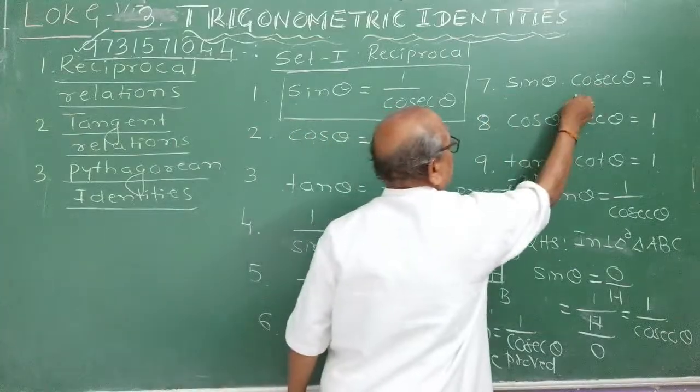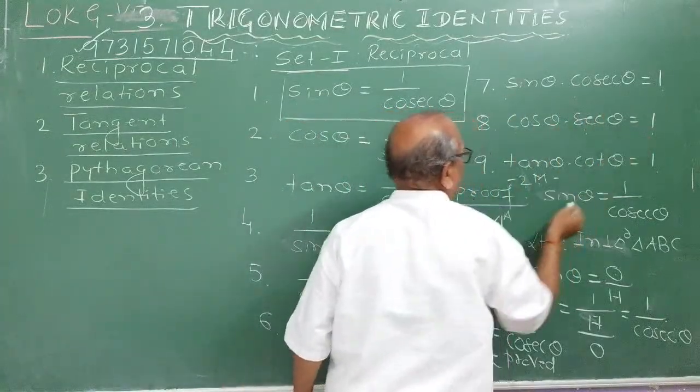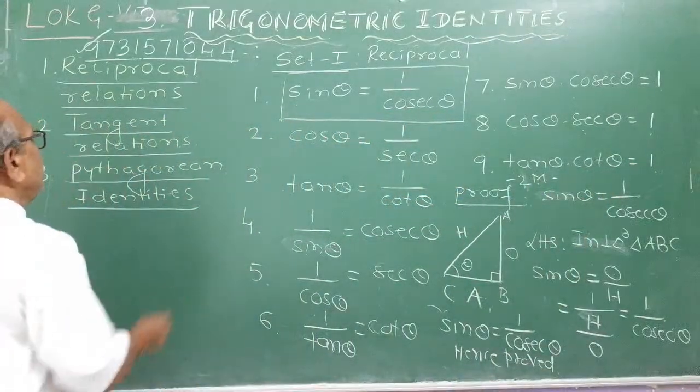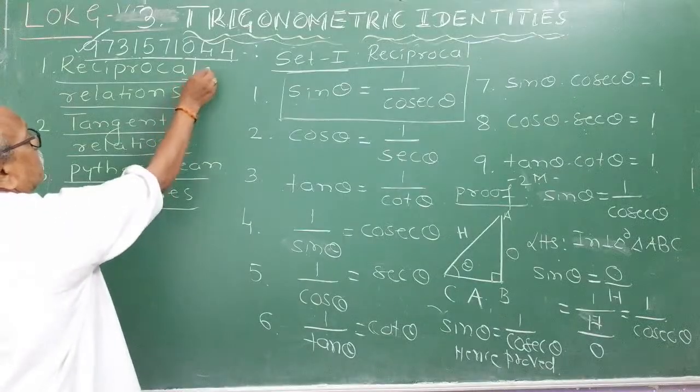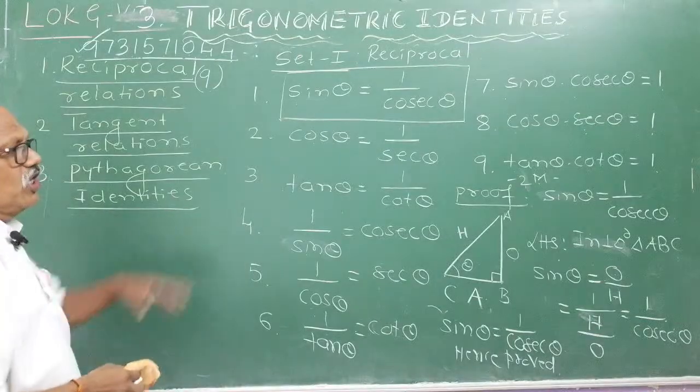Sin theta and cosec theta is equal to 1. Very useful identity. Cos theta and sec theta is equal to 1. Tan theta and cot theta is equal to 1. This is the first set. 9 reciprocal relations we collected. Let us write 9 here. I think all of you noted it.